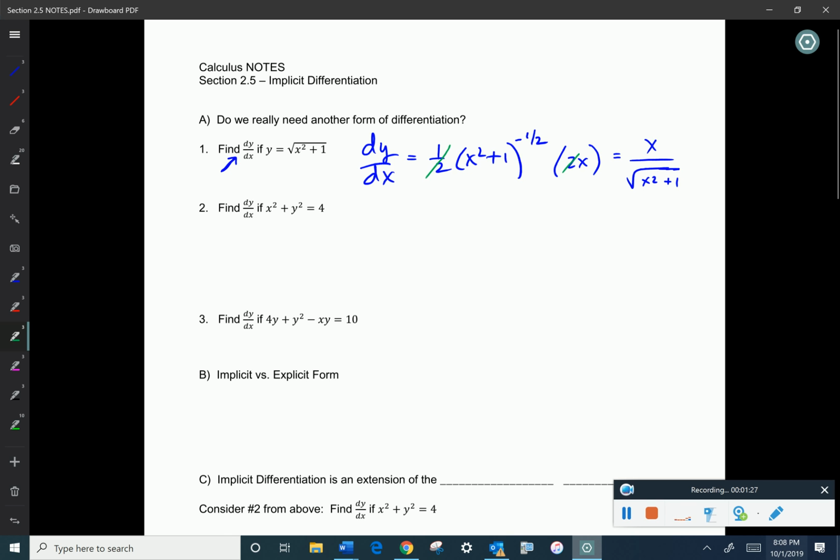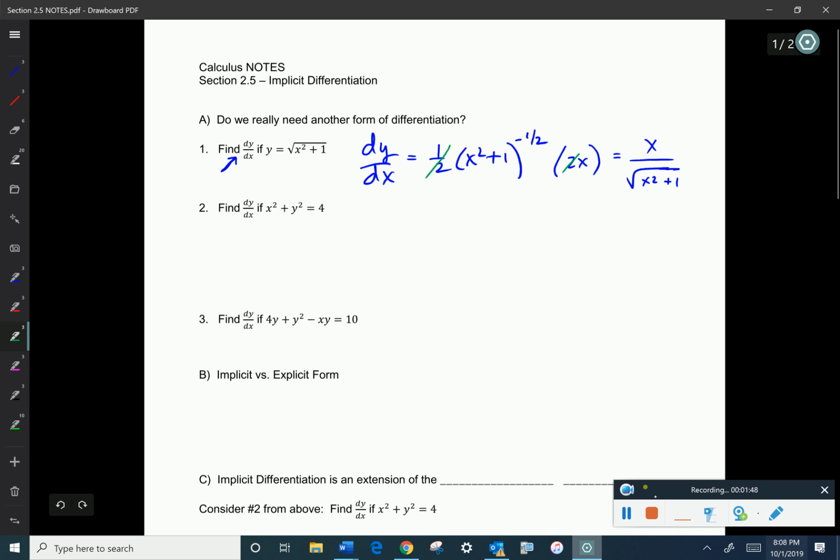But look at number 3. I'm supposed to find the derivative, but this time, not only do I have the x's and y's mixed up, but it's going to be a lot more difficult to solve for y. In fact, for some people, it would be impossible to solve for y. So what we're going to do is learn a new form of differentiation called implicit.